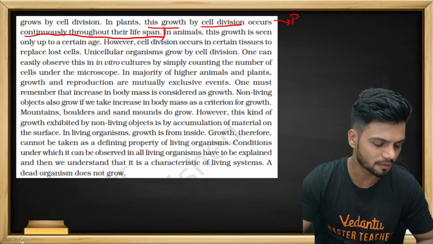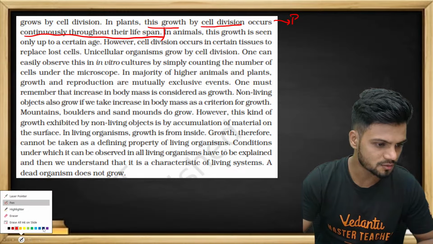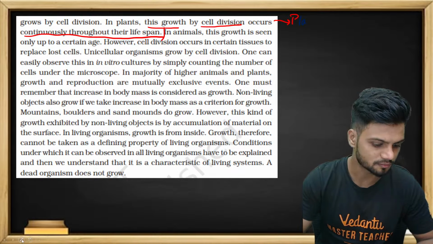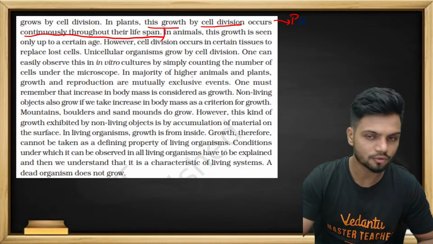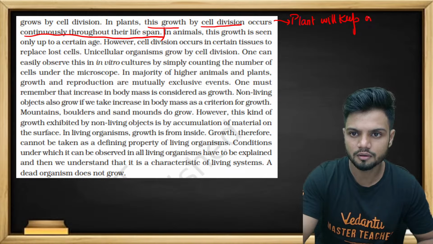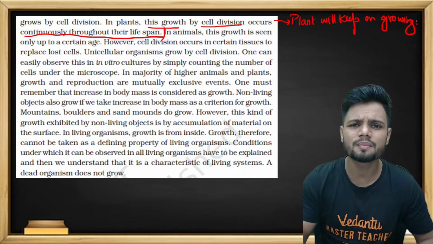Meaning here is very simple. Plants will keep on growing. I'm saying that color is not visible. Plants will keep on growing because of the meristematic cells. Obviously, because of meristematic cells.